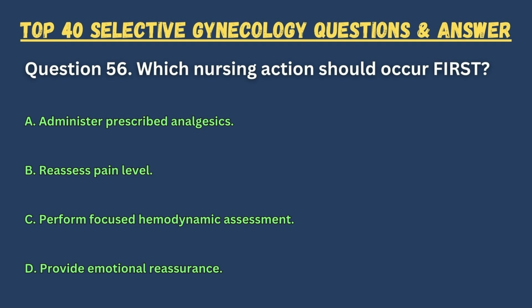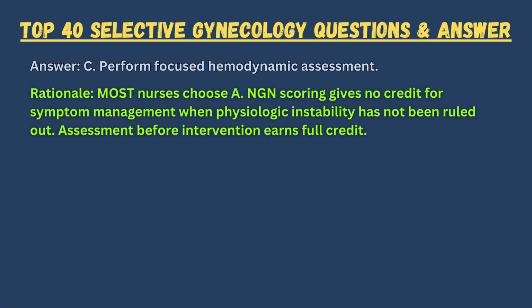Question 56. Which nursing action should occur first? A. Administer prescribed analgesics. B. Reassess pain level. C. Perform focused hemodynamic assessment. D. Provide emotional reassurance. Answer: C. Perform focused hemodynamic assessment. Rationale: most nurses choose A. NGN scoring gives no credit for symptom management when physiologic instability has not been ruled out. Assessment before intervention earns full credit.